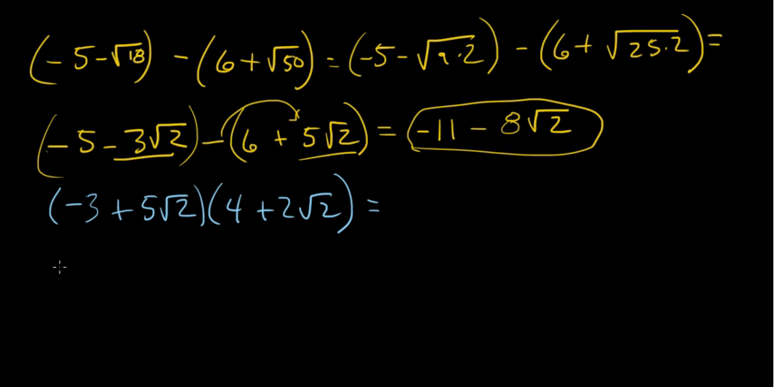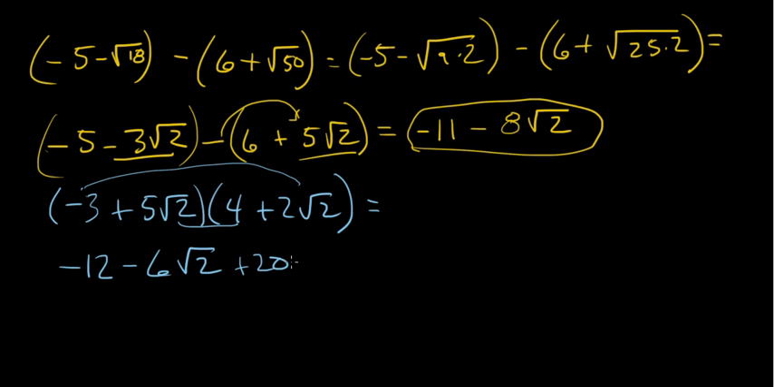Negative 3 times 4 is negative 12. Negative 3 times 2 square root of 2 is negative 6 square root of 2. 5 square root of 2 times 4 is plus 20 square root of 2. And 5 square root of 2 times 2 square root of 2, well, 2 times 5 is 10, and square root of 2 times the square root of 2 is 2.